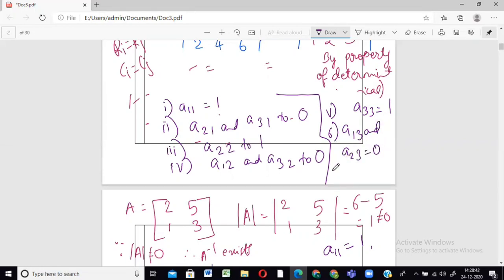Right now it's only of order 2, so let us just focus on the first 4 steps, because those 4 steps will satisfy our needs. When we do it for order 3, we can look at these steps in much more detail.